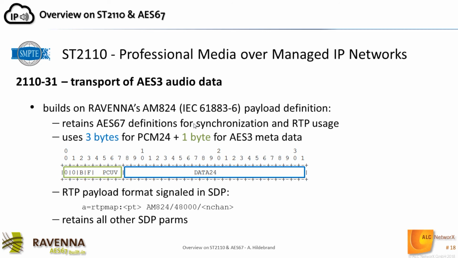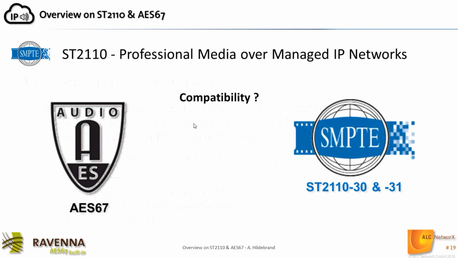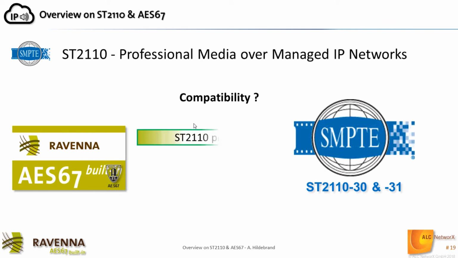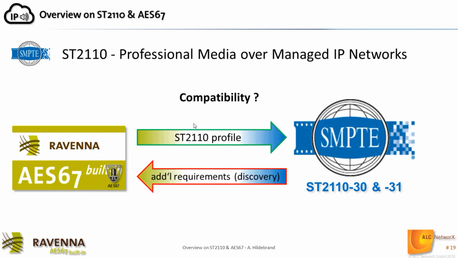So how's the compatibility between AES67 and -30 and -31 in this case? We have seen -30 is a subset of AES67, as explained in an illustration in an earlier slide. But how does -31 relate to AES67? Well, actually, AES67, as you know, doesn't cover any AES3 bit transparent transport. So it's more a question, how does Ravenna relate to -31 and -30, of course? And since for Ravenna we have AES67 built in and the -30 document was built on the Ravenna AM824 specification, we have a full compatibility of all Ravenna devices related to the -30 and -31 standard requirements.